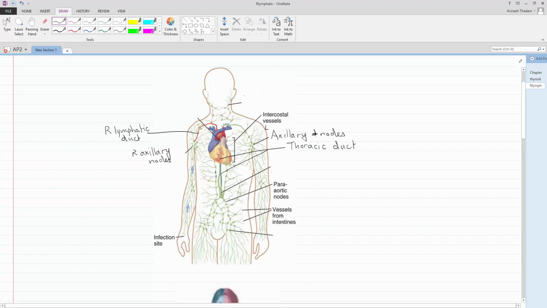Here we have the cervical lymph nodes. And then we have the mediastinal lymph nodes, which run essentially on either side of the sternum. So these are the mediastinal lymph nodes.